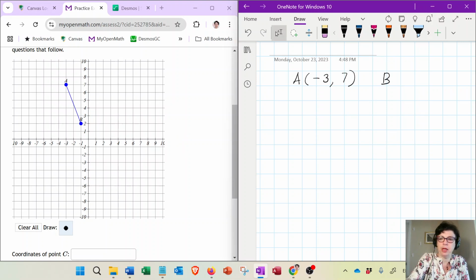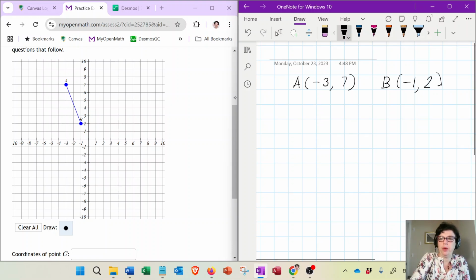The coordinates of the second point are, again, you start at the origin, you're going to go 1 to the left. So that's -1. And then you're going to go 2 up. By the way, this is second quadrant. So remember, the quadrants go counterclockwise. This is the first and the second, third, and fourth.